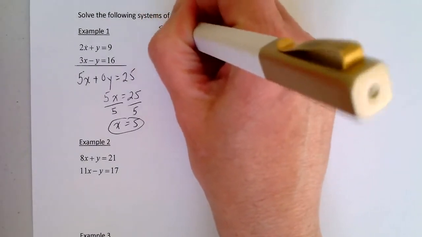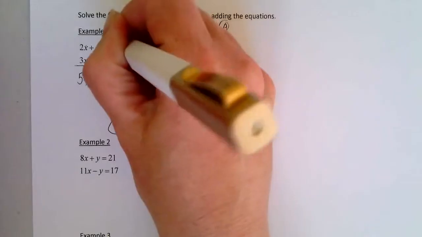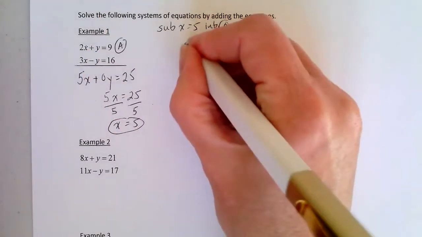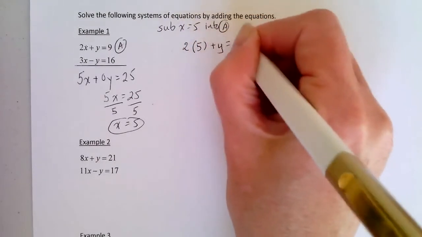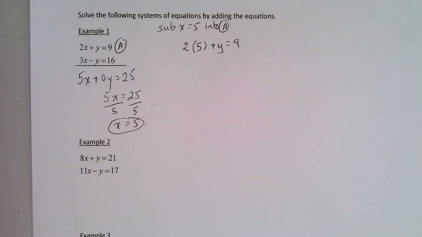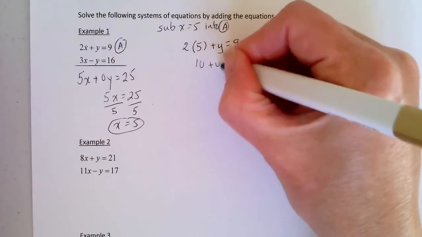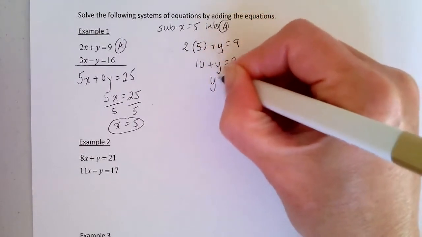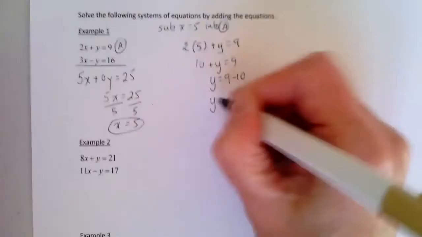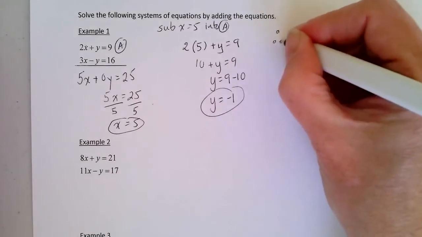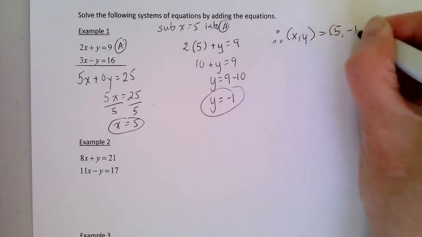So I'm going to sub x equals 5 into, I'm going to pick A. So it'll be 2, replace the x with 5, plus y is equal to 9. And when we do that, we're now finding the y partner. So we'll have 10 plus y is equal to 9. y equals 9 minus 10. y equals negative 1. And then we put that all together. Our solution, (x, y), is equal to (5, negative 1).